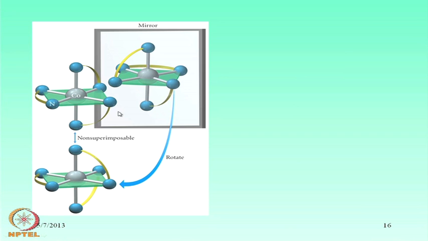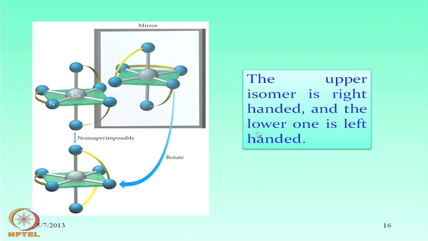So, they are providing us some non-superimposable mirror images. That is why they should be optically active. The upper isomer is right handed and the lower one is left handed. This chelate ring is going from here to here, that means the right hand, and here to here is also right hand. But this particular one, when we move from there, is in the different direction.